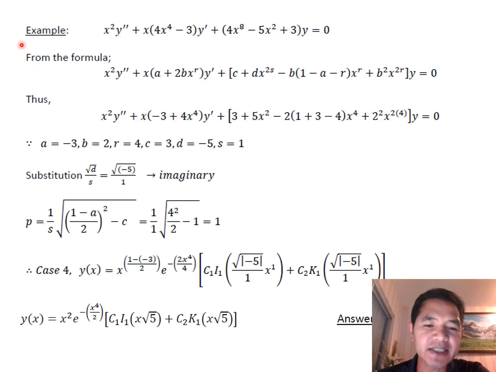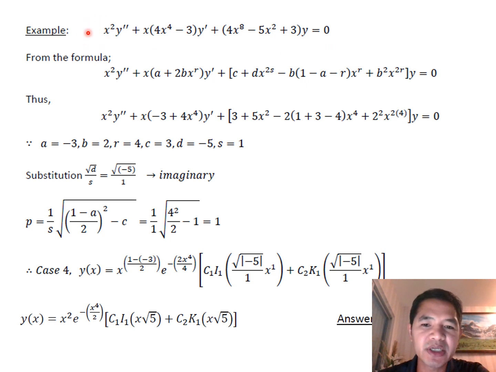Now look at this example. Here we have x squared times y double prime plus x times, in this parenthesis, 4 times x to the fourth minus 3, times y prime plus 4x to the eighth minus 5x squared plus 3, times y, equal to 0. So this is the problem of secondary.